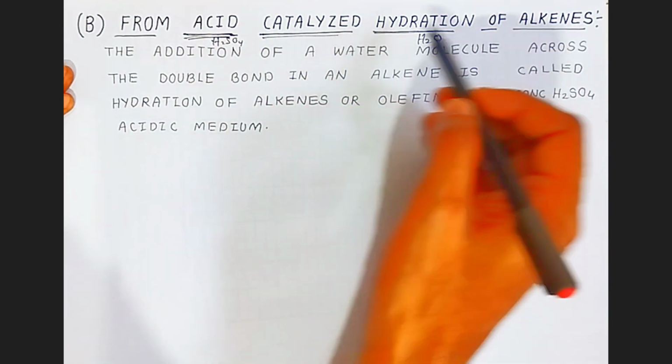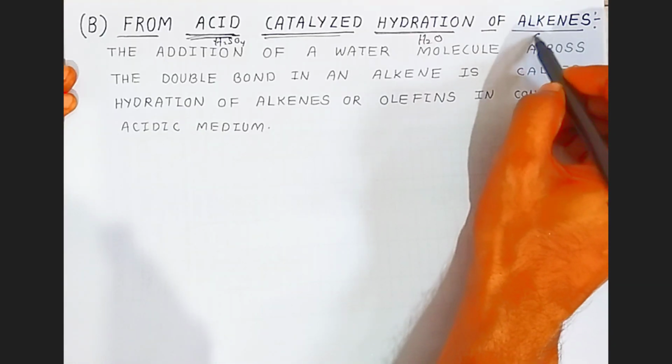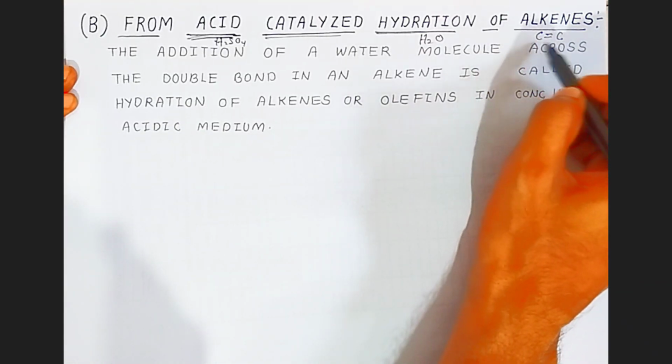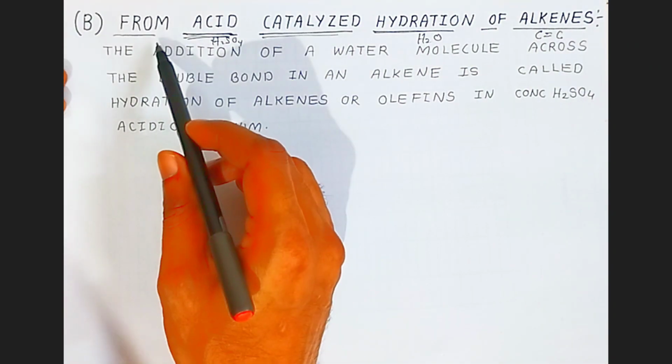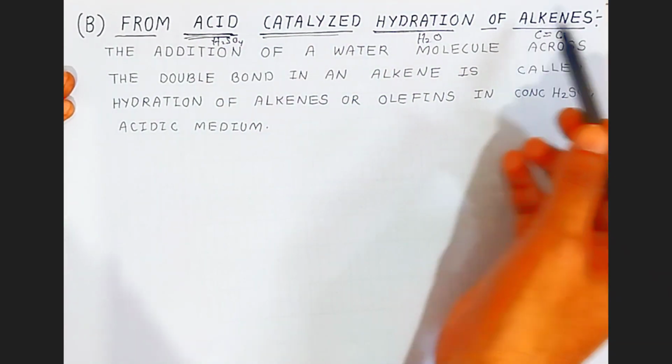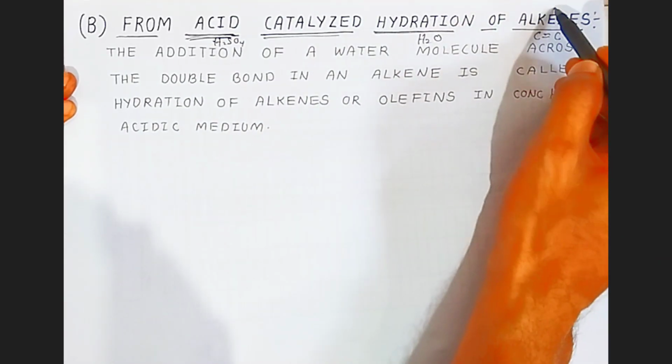So, acid-catalyzed hydration of alkenes. Alkenes, you know, are hydrocarbons containing a carbon-carbon double bond. So students, for acid-catalyzed hydration of alkenes, the second raw material we are going to use is the alkene.